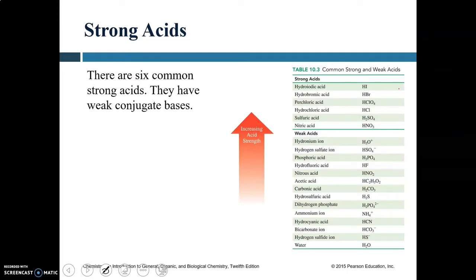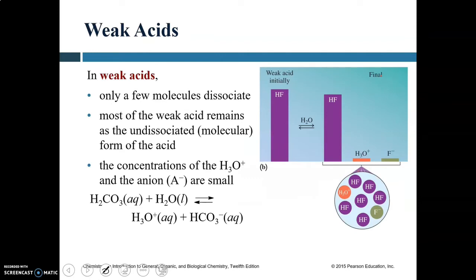And there are 6 common strong acids. You need to know all 6 of them. And when they dissociate, the conjugate base is considered to be a weak base. It is a general rule: the conjugate base of a strong acid is weak. If you're interested, the conjugate base of a weak acid is not super strong, but it's kind of stronger.